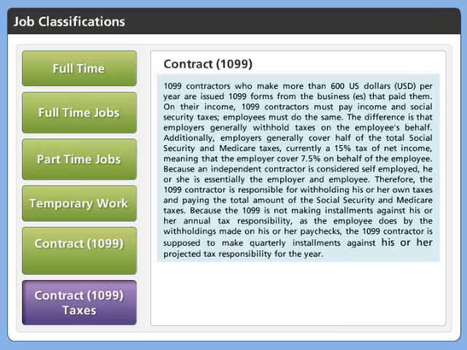Because the 1099 is not making installments against his or her annual tax responsibility, as the employee does by the withholdings made on his or her paychecks, the 1099 contractor is supposed to make quarterly installments against his or her projected tax responsibility for the year.